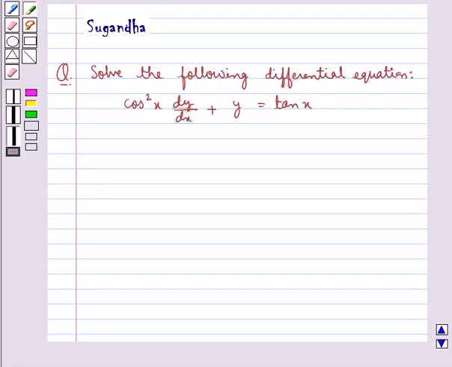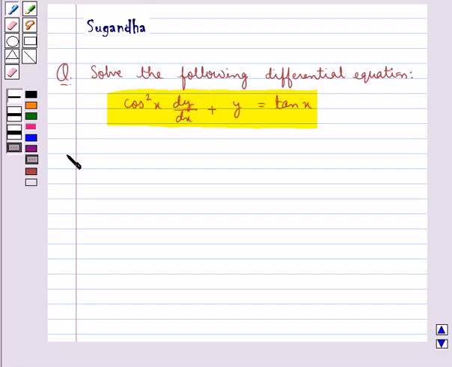In this session, we discuss the following question which says, solve the following differential equation, cos square x dy by dx plus y equal to tan x. Let's move on to the solution. The given differential equation is, cos square x dy by dx plus y is equal to tan x.